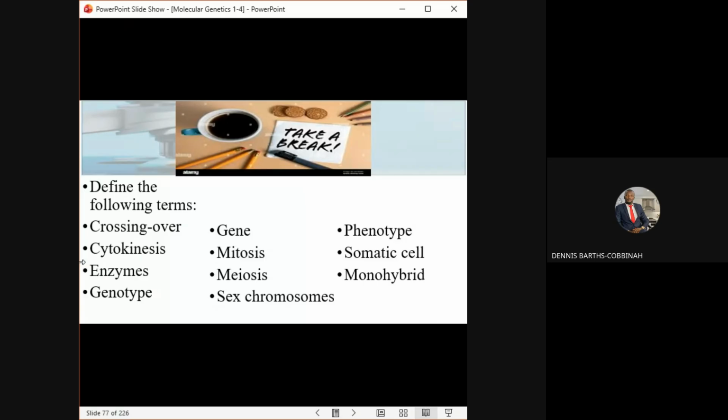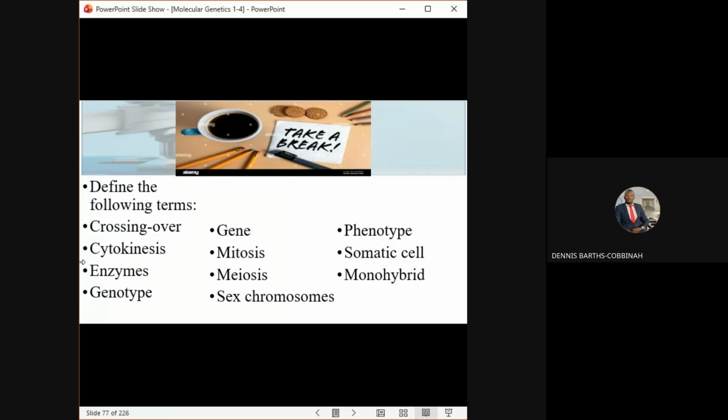So crossing over, of course, is the exchange of genetic materials between non-homologous chromosomes. That can be called crossing over. Cytokinesis, the division of the cytoplasm of a dividing cell, or the splitting of the cytoplasm of a dividing cell, is called cytokinesis. The division of the nucleus is called karyokinesis, and I'm sure you have that in mind.